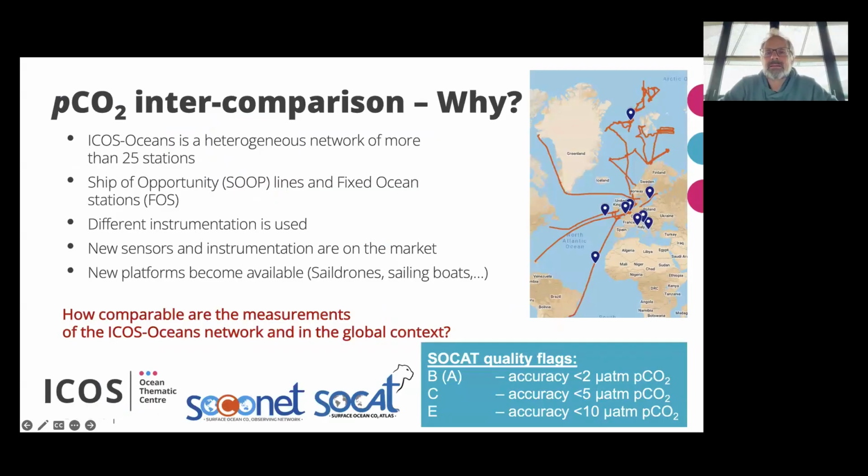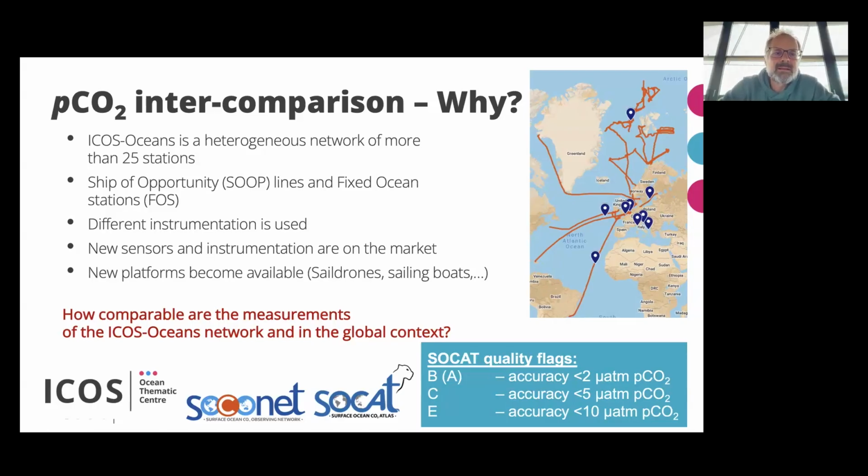Let's start with why we even did the intercomparison. This was motivated from the ICOS network, from ICOS Oceans. ICOS Oceans is a heterogeneous network of more than 25 stations. If you look in detail at this map on the right-hand side, you will figure out it's not totally up to date. However, it gives you a good impression of what the ICOS Ocean network is doing. So a lot of ship lines, these are the red lines, and a lot of fixed ocean stations. These are the blue pins.